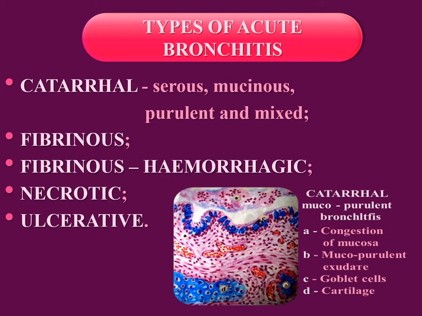According to the character of inflammatory exudate, there are the following types of acute bronchitis. Catarrhal acute bronchitis may be serous, purulent, mucinous, or mixed. Fibrinous acute bronchitis. Due to the one-layer epithelium, this is group-type inflammation. Fibrinous hemorrhagic acute bronchitis, necrotic acute bronchitis, or desquamative. Ulcerative acute bronchitis, or destructive necrotic.